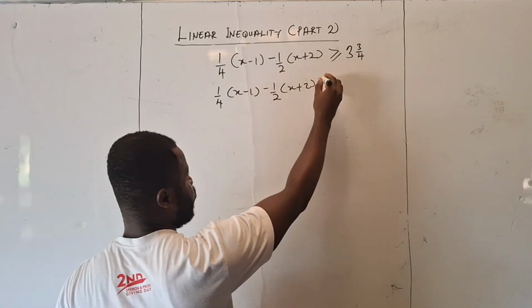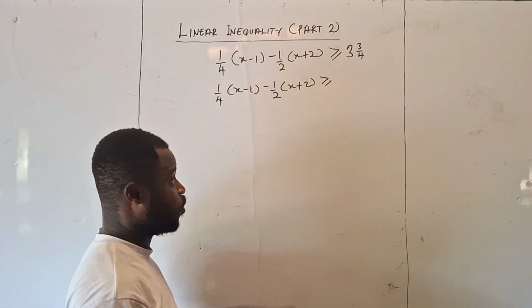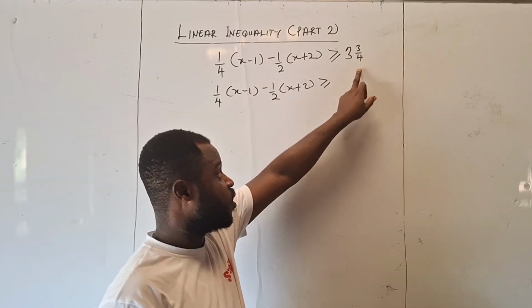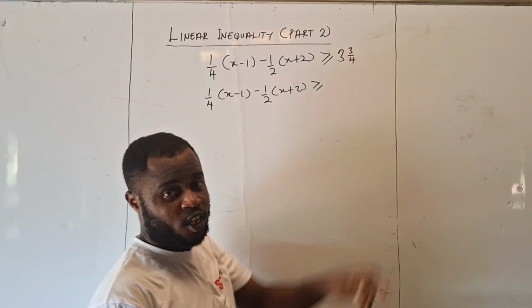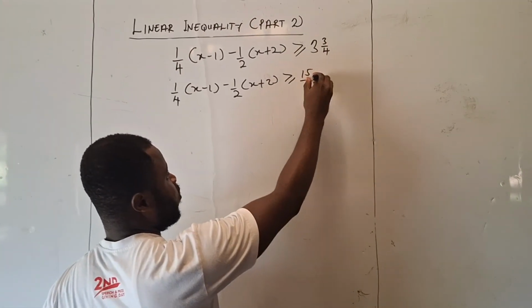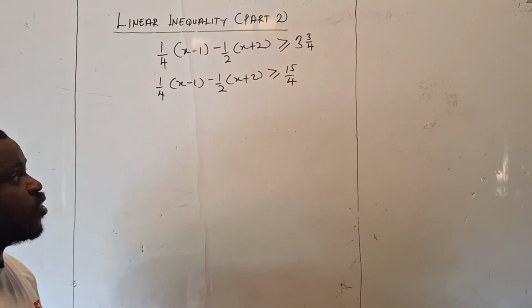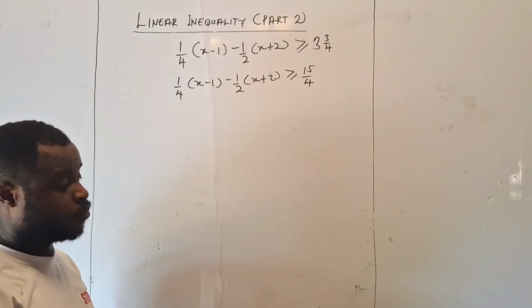Now how do we change a mixed fraction to an improper fraction? Multiply the whole number by the denominator. So 3 times 4 is 12. So 12 plus 3 is 15. So we are going to get 15 on 4. So this is how we change a mixed fraction to an improper fraction.